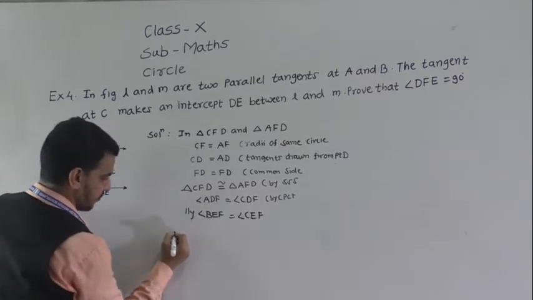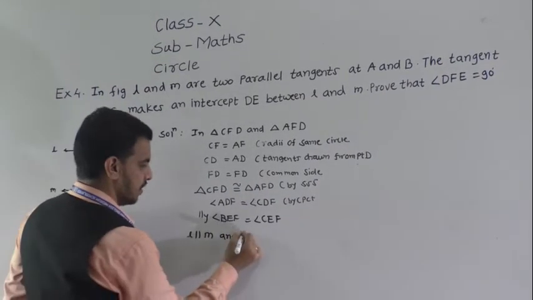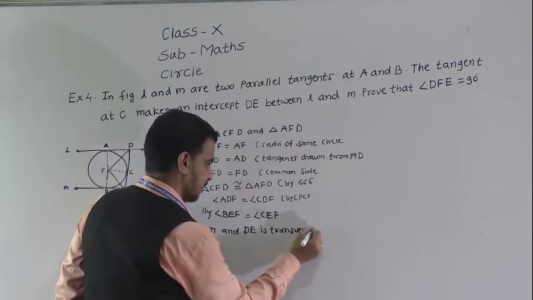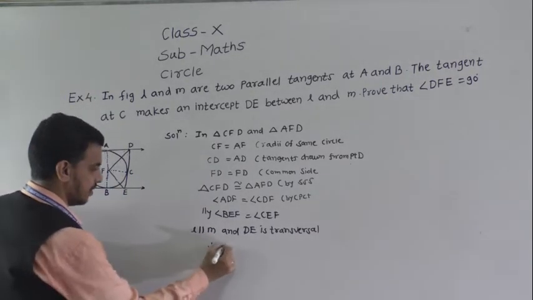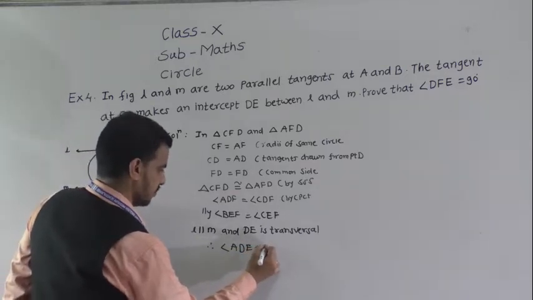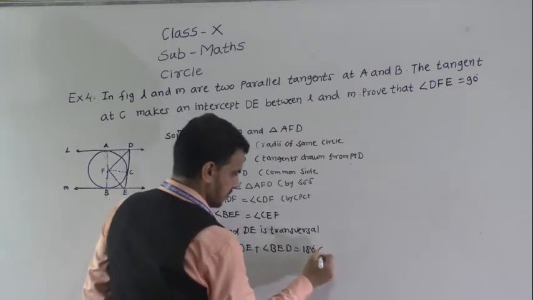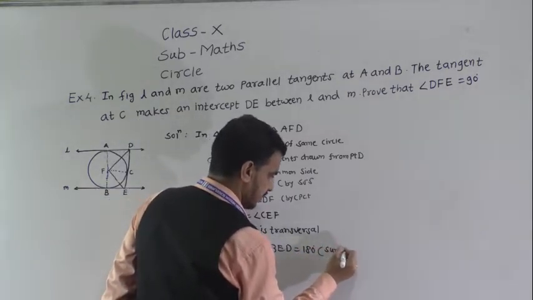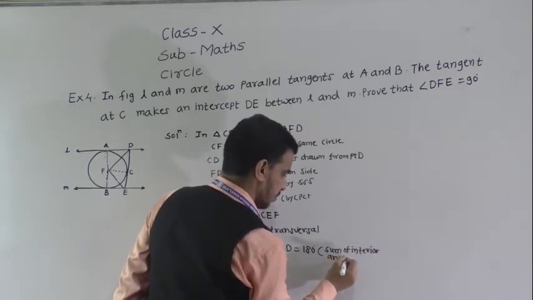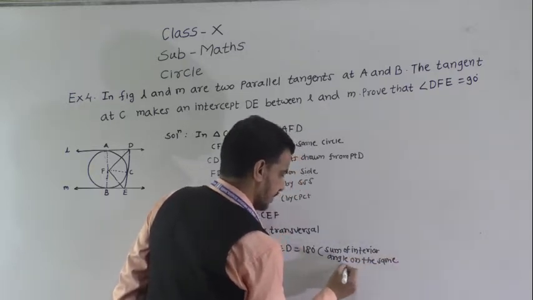So here we can write, first, L parallel to M and DE is a transversal, therefore angle ADE plus angle BED is equal to 180 degrees. This is the sum of interior angles on the same side of the transversal, or we can write co-interior angles.